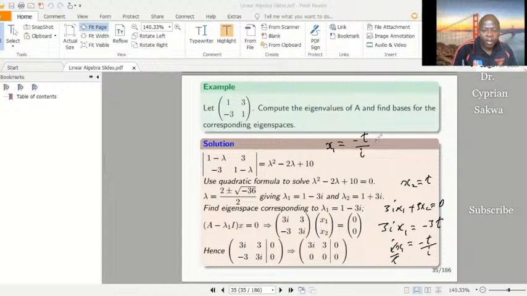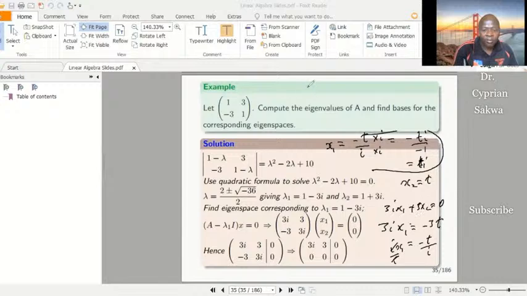So multiply by the conjugate in the numerator and the denominator. When you do that, you have negative ti out of negative 1. i times i is negative 1. So this will give you positive ti, so that your x1 is ti. X1 is ti and x2 was t.